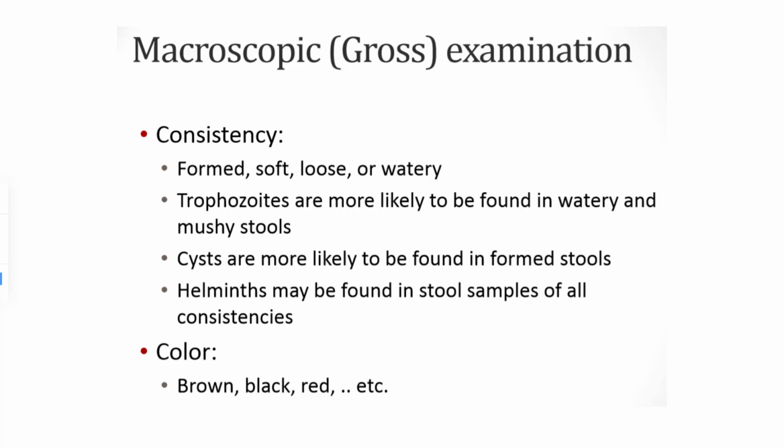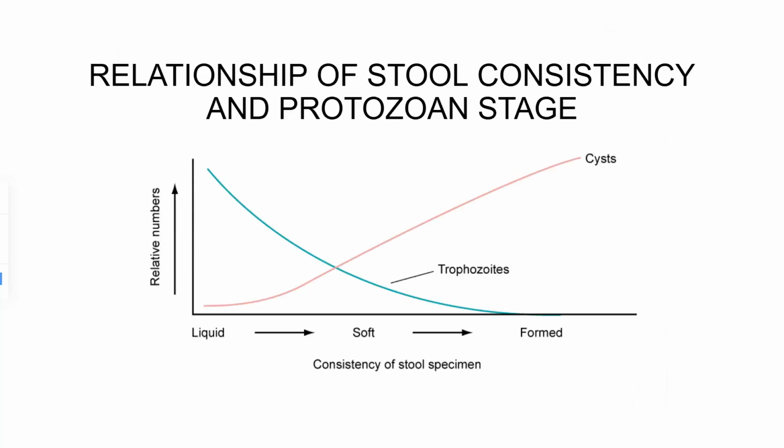Helminths may be found in stool samples of all consistencies. So for the worms, it doesn't really matter. Color: brown, black, red, etc. The relationship of stool consistency and protozoan stage is depicted here. Again, I talked about the protozoans and the cysts and trophozoites. So as the stool becomes more formed, you're going to see more of the cyst stage and less of the trophozoite stage.